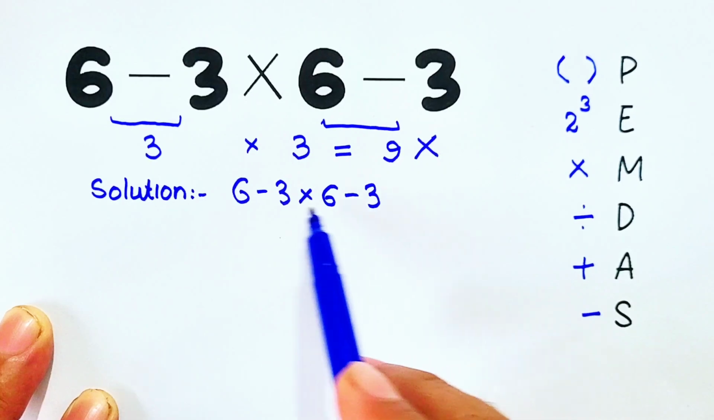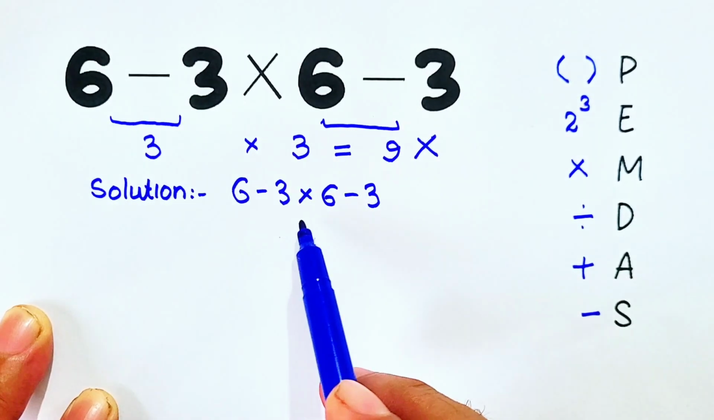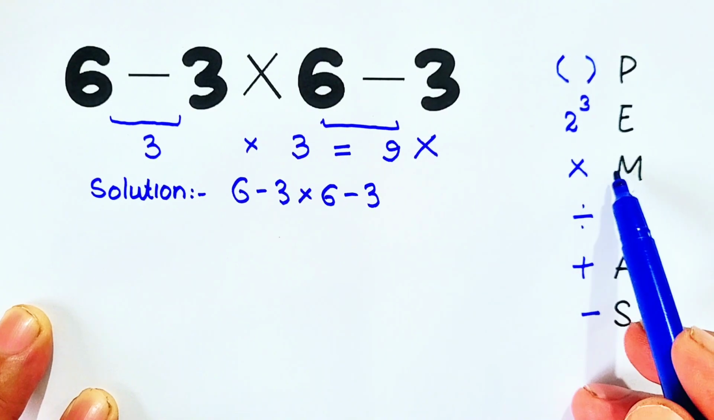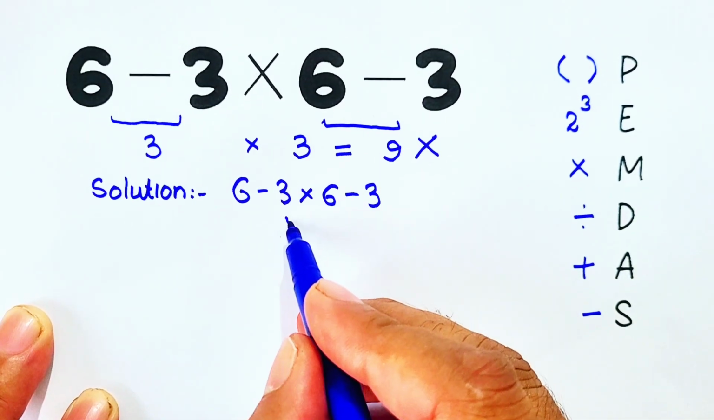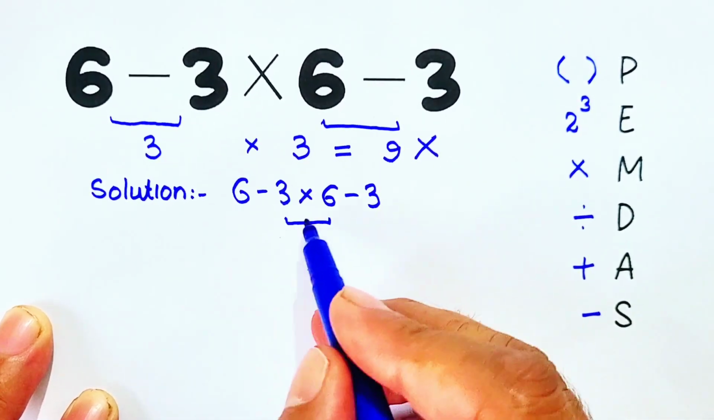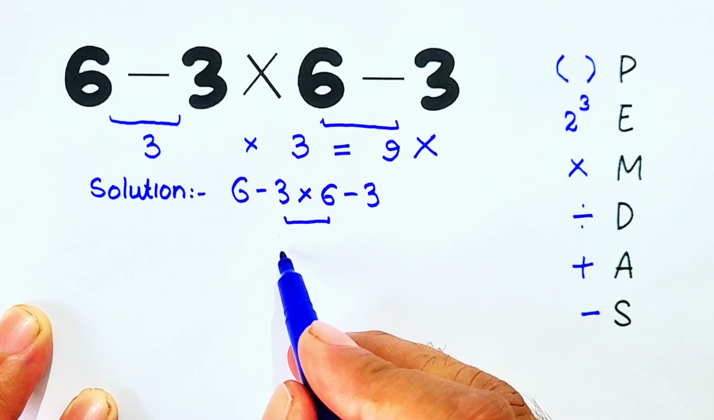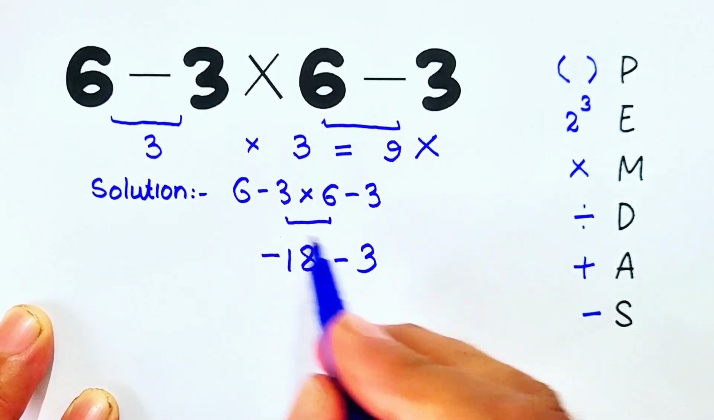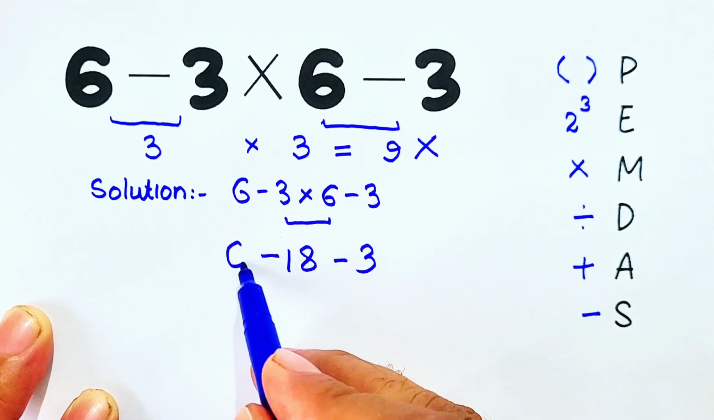Exponent means in this question we don't have any power or square or cubic form. So the first step is multiplication. Here you are looking at multiplication. So this will be our first step, which will become minus 18. And here is minus 3, and in the beginning we have 6.